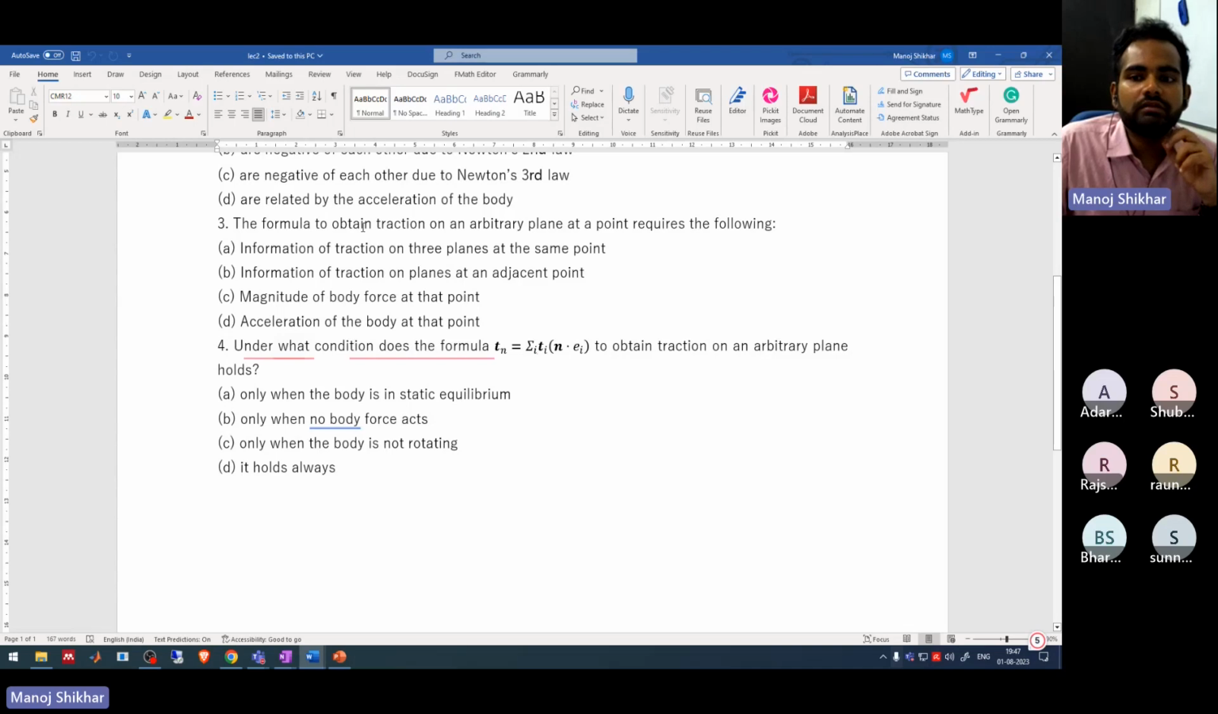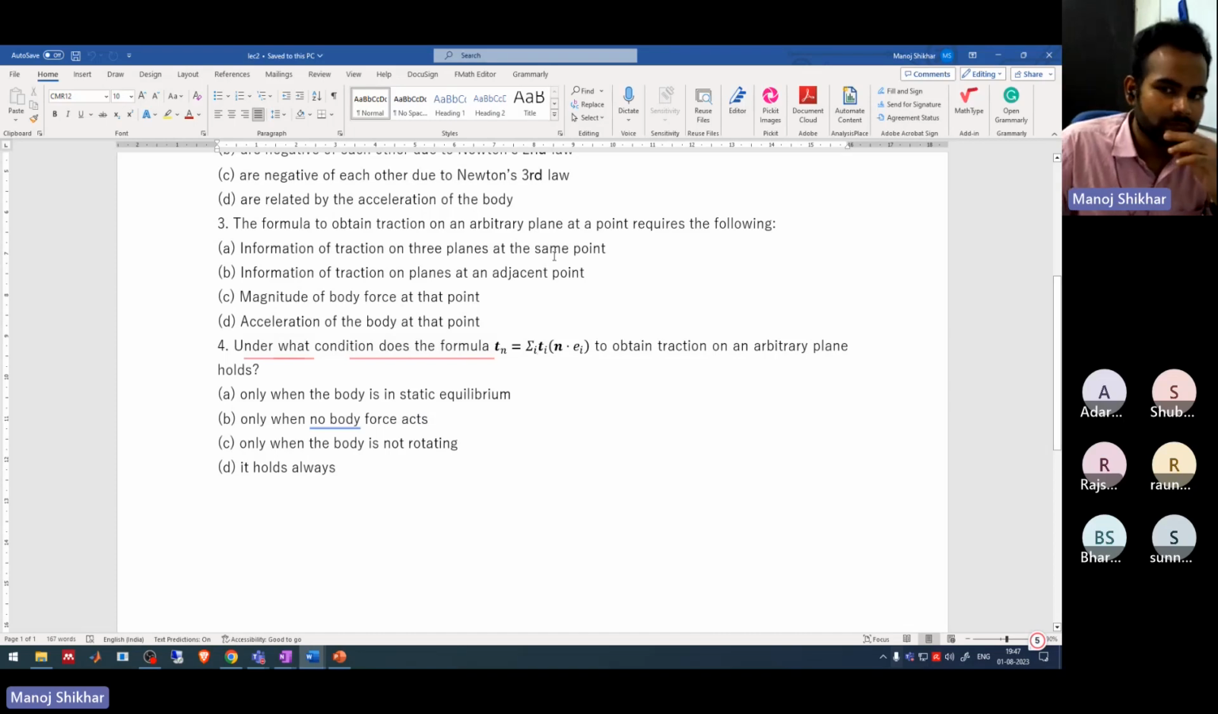The formula to obtain traction on an arbitrary plane at a point requires the following. So what is the formula? This is the formula. Okay. So what do you need? Here n is the normal of that arbitrary plane. So you need to know the information of traction on three planes that are at the same point.